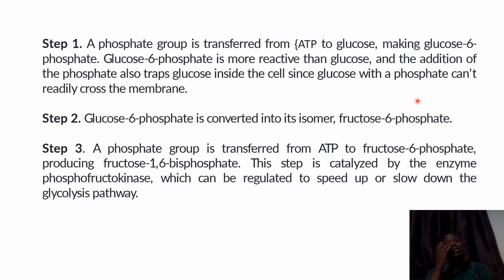Remember from chemistry, isomers are chemical compounds with the same molecular formula but different arrangements. So the molecular formula of glucose 6-phosphate and fructose 6-phosphate is the same, but with the help of the isomerase enzyme, it will be converted into fructose 6-phosphate. In stage 3, energy in the form of ATP is used to give us fructose 1,6-bisphosphate.